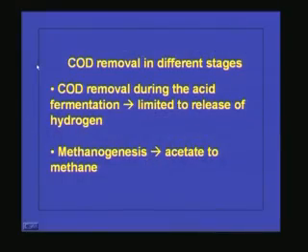So that's what I have given. COD removal during the acid fermentation is limited to the release of hydrogen, and in methanogenesis, a lot of acetate is getting converted to methane. So the maximum amount of COD reduction takes place in this stage.